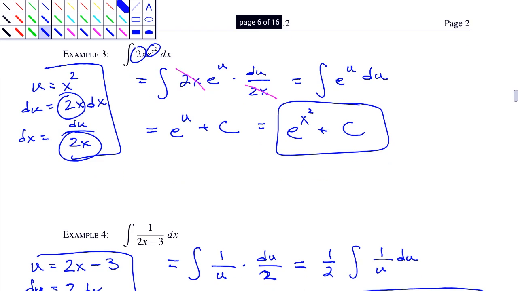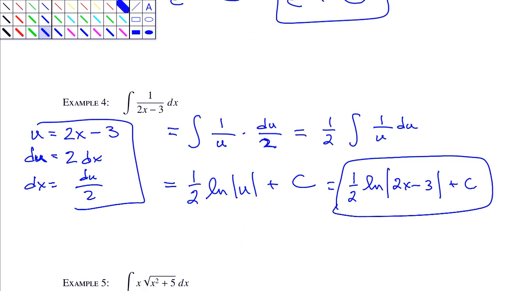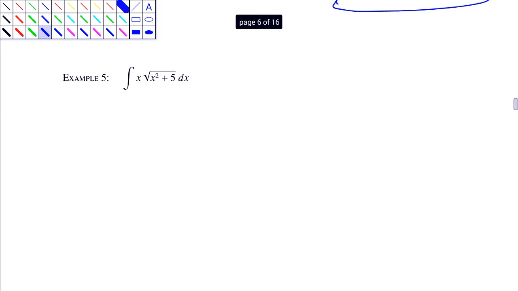Now, it's not as clear cut on this one, right? But what's the derivative of 2x minus 3? It's a 2. That's a number. Numbers multiply and can float out to the front, and they don't harm anything. So we're good to go. But if it has variables in it, then you still got to make sure that they cancel up to multiples of those variables, right? So, for example, take a look at example 5. You have the integral of x times the square root of x squared plus 5. Do you see a function and that function's derivative?